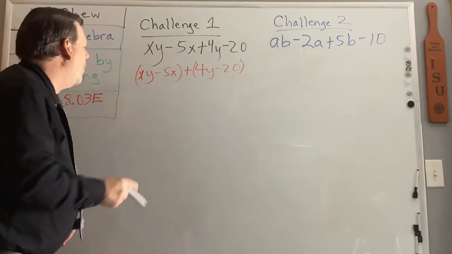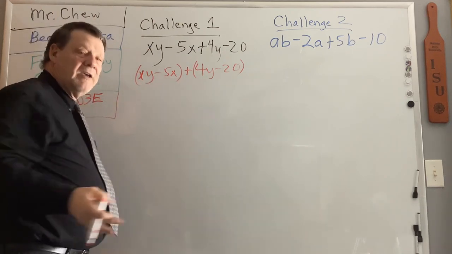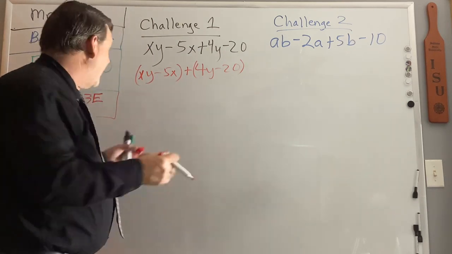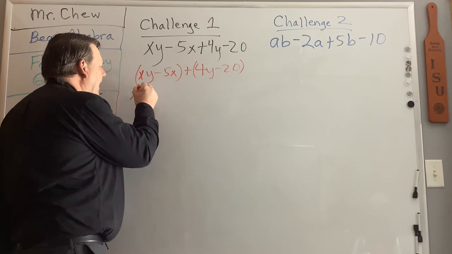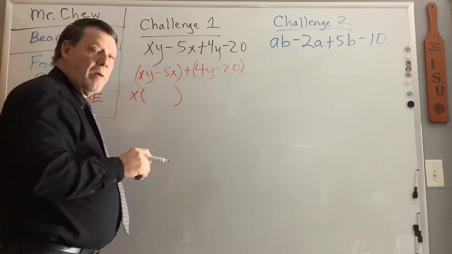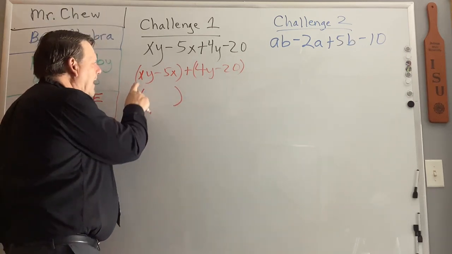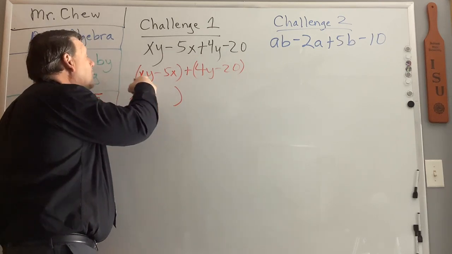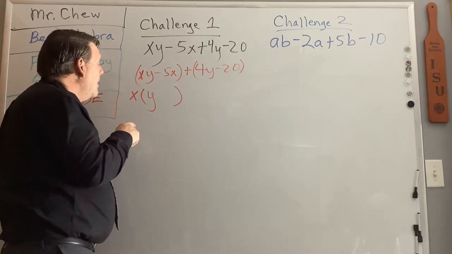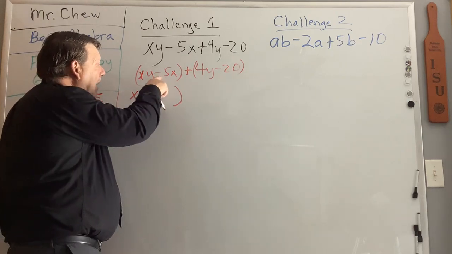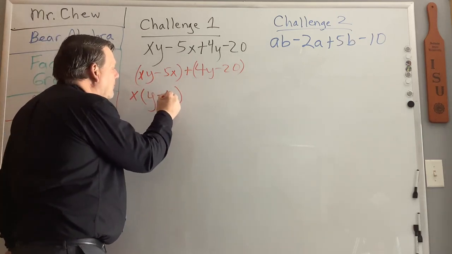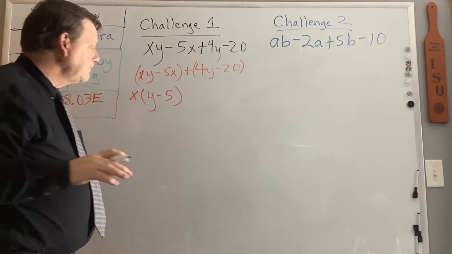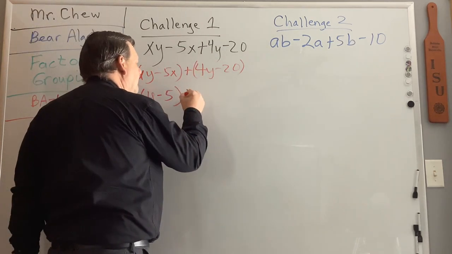So, what does xy and minus 5x have? It's usually very simple. They both have an x. So I put that out in front and I reverse the distributive property. What do you multiply by x to get xy? That's pretty simple. It's just a y, because x times y, when you do the distributive property, will give you xy. What do you multiply by x to get minus 5x? You've got to have the minus sign there. Then you go to the other one.